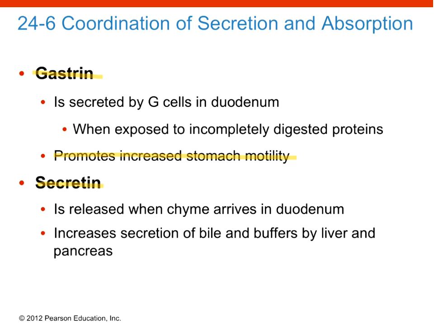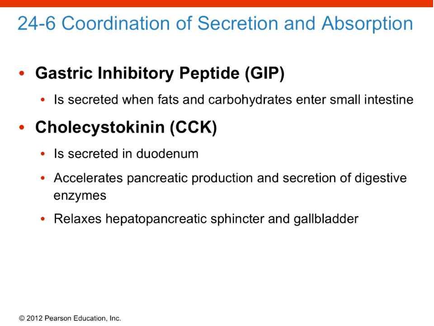Secretin's job: it's released when chyme arrives in the duodenum, or the first part of the small intestine. It increases the secretion of bile and buffer from the liver and the pancreas. So that pancreatic juice and that bile that comes from the liver, remember, bile is not made by the gallbladder, it's just stored in the gallbladder. So its big job for secretin is to increase the secretions of bile and the secretions that come from the liver and the pancreas.